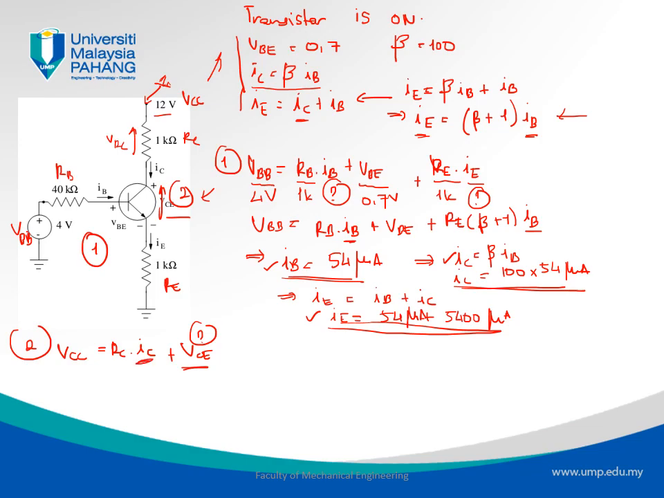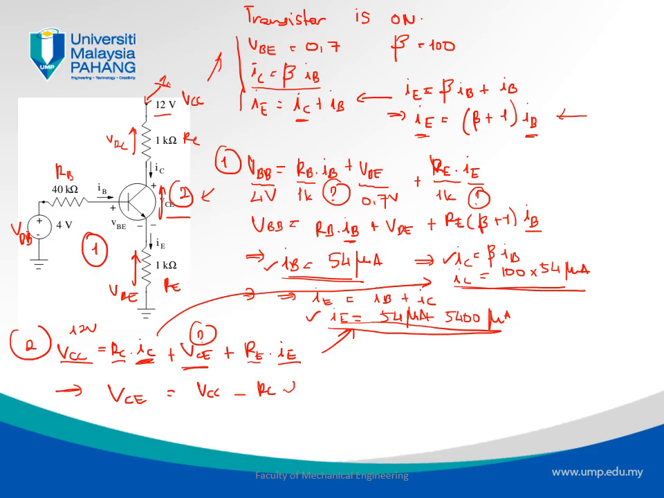IC, now we have found it here, or here to be exact. So RC is a known parameter, IC is a known parameter, plus VCE, and the other one is basically VRE. So VRE is this voltage. It's RE multiplied by IE, and again RE is a known parameter, it's 1 kilo ohm, and IE has been found here. So VCC we also know is equal to 12 volts. Now we can deduce VCE easily, which is VCE equals VCC minus RC IC minus RE IE.